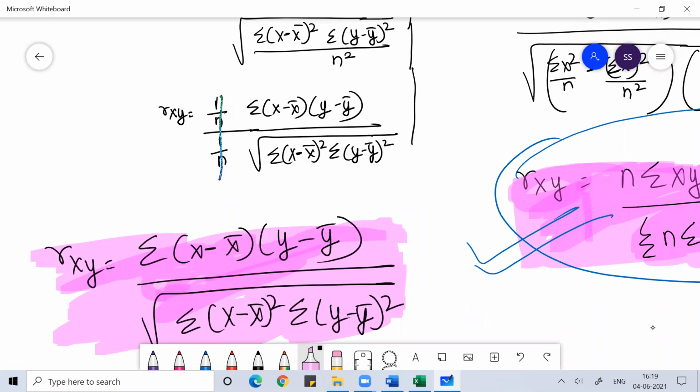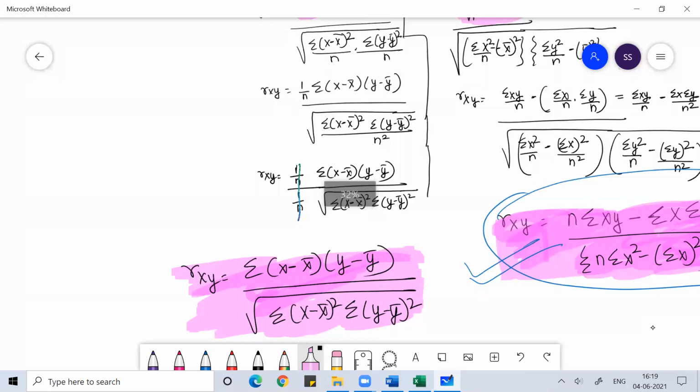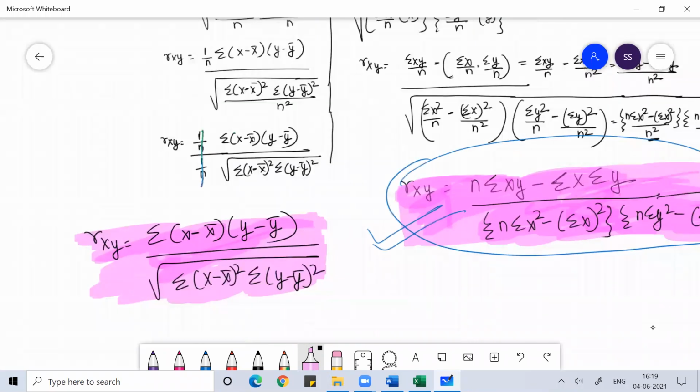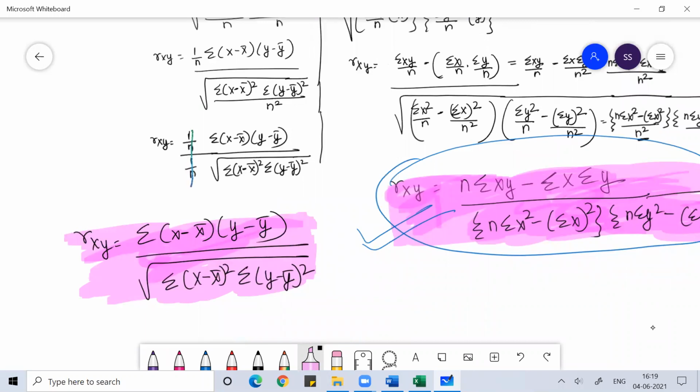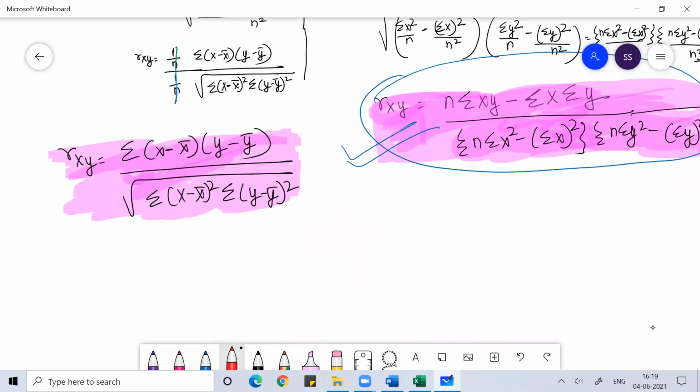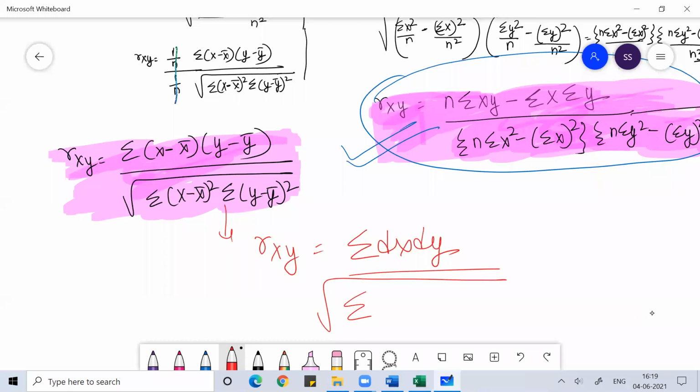So these are the two formulas of R of xy. Okay, everyone. In many books this is also written like this: R of xy is equal to summation of dx dy divided by under root of summation of dx square into summation of dy square.